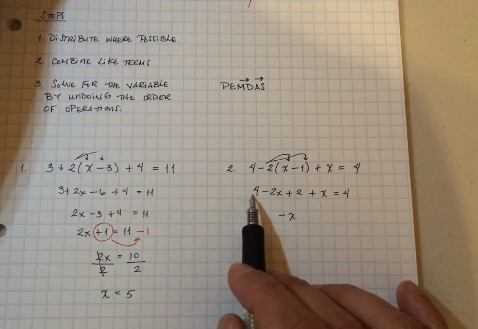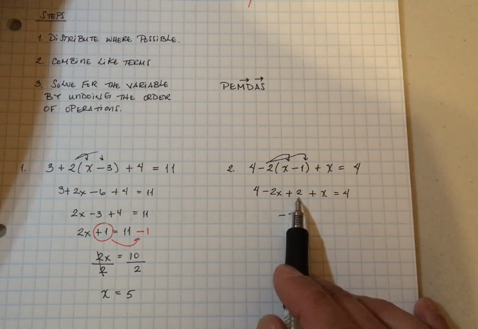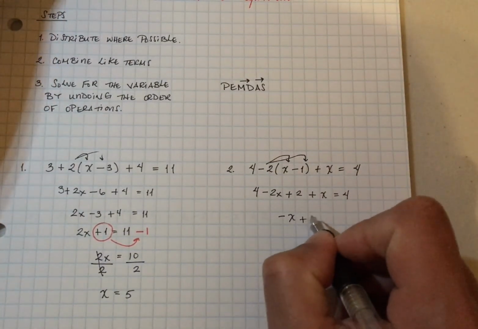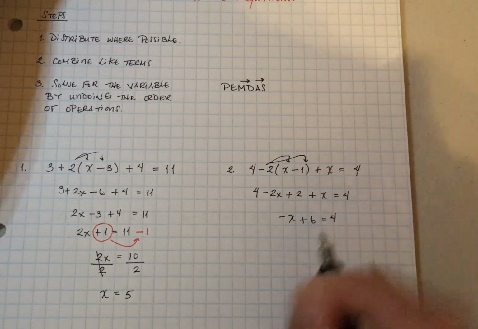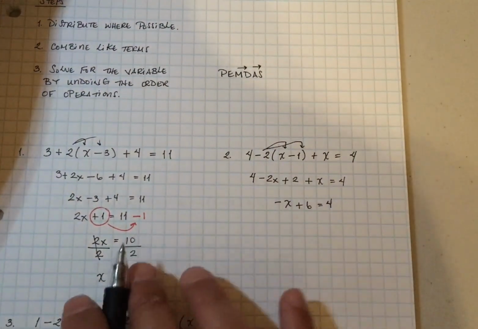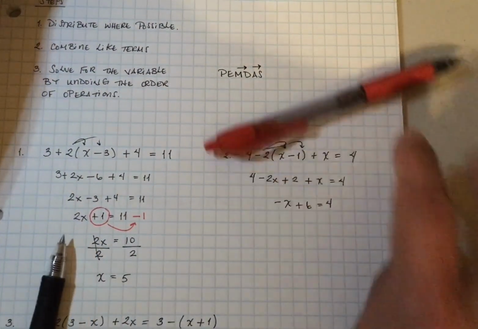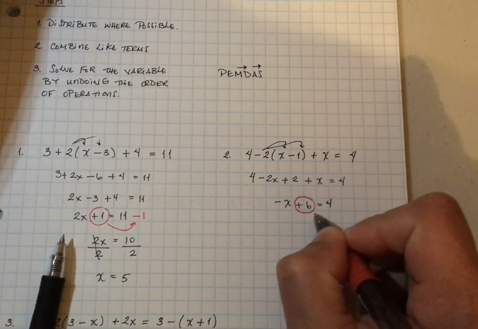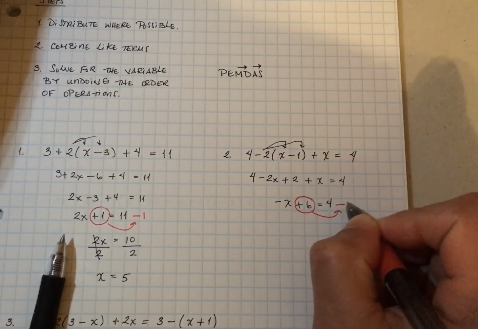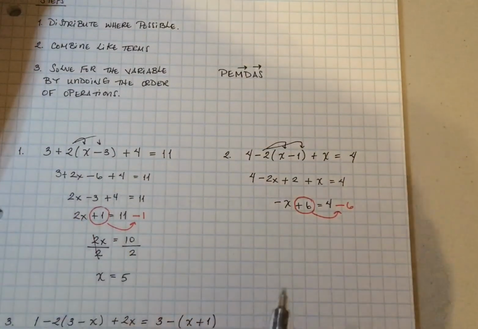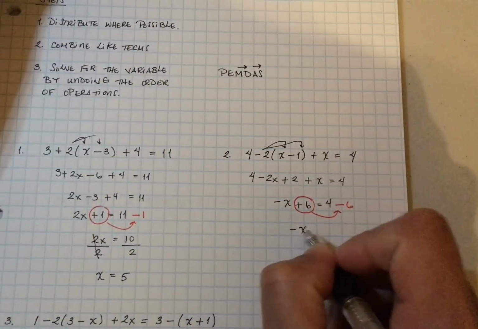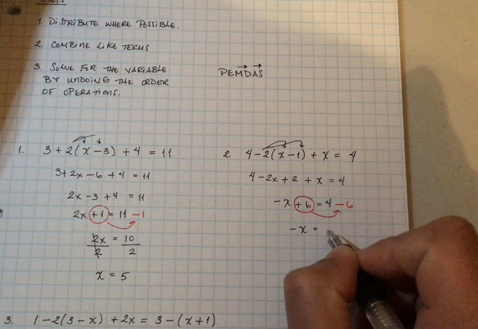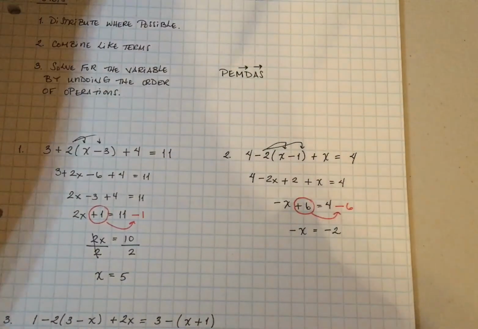And then 4 plus 2 is 6. Okay, so that's going to give you positive 6 equals 4. Okay, letters on the left, numbers to the right. So we're going to go ahead and take this positive 6 to the right. It becomes a negative 6. So we have our negative x, and then 4 minus 6, be careful, it is negative 2.